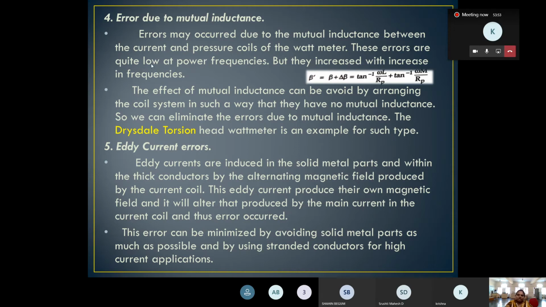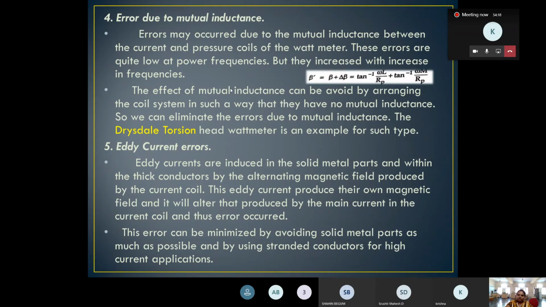That's what it means here. That error is going to be taken as beta dash, that is beta plus delta beta. That error is called delta beta, and it is going to be taken as tan inverse of omega L divided by Rp (pressure coil) plus tan inverse of omega M divided by Rp.